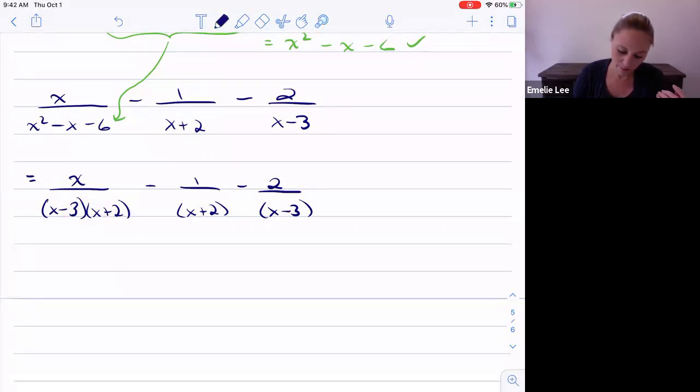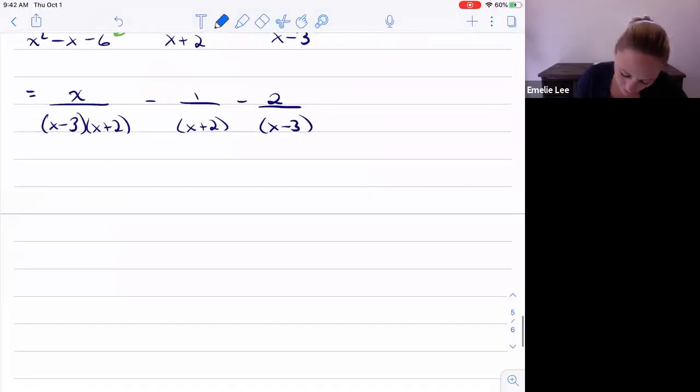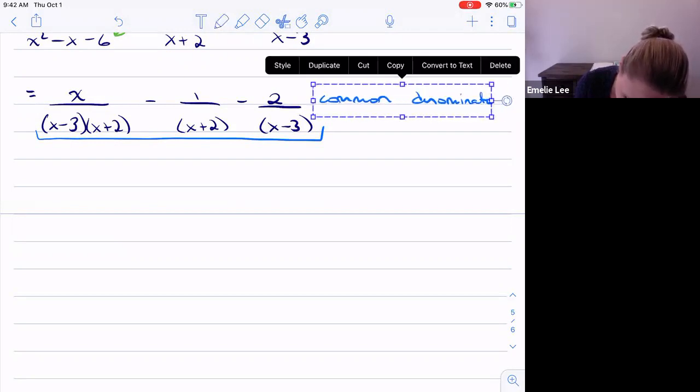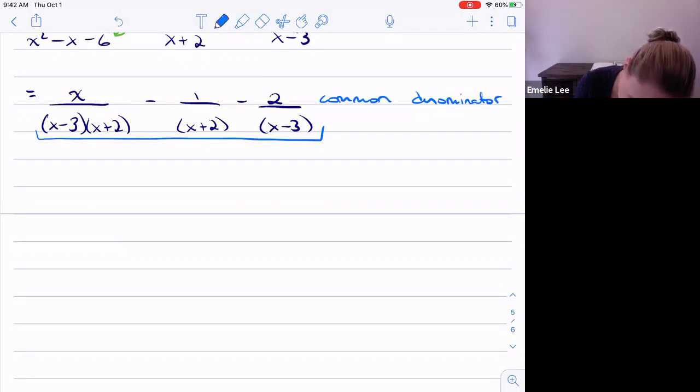A common denominator that I can get easily is x minus 3 times x plus 2. So here, the common denominator is x minus 3 times x plus 2.